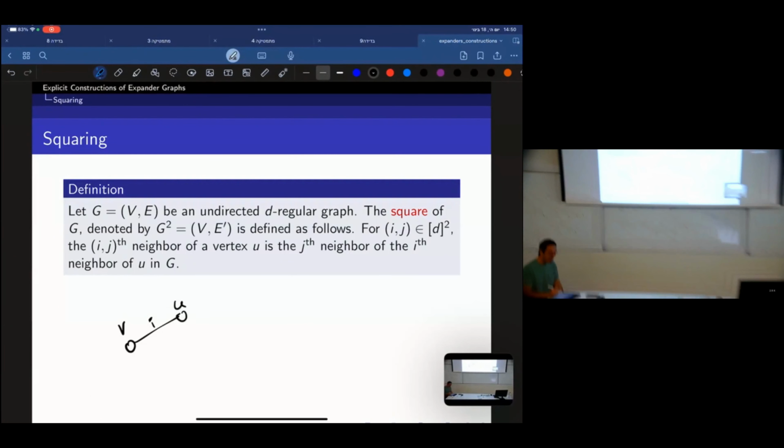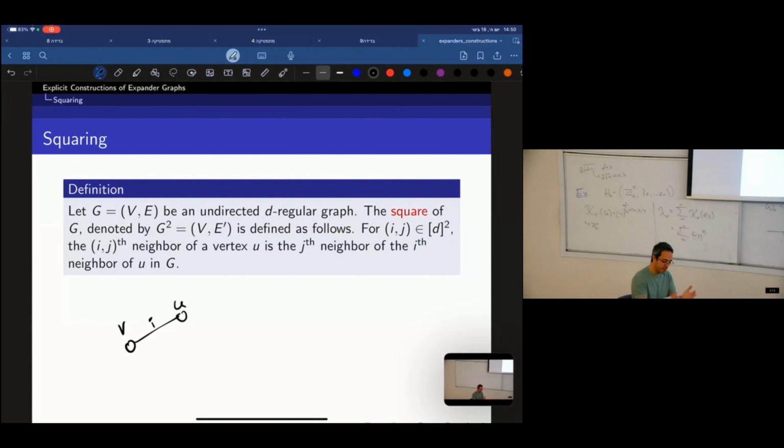So the ijth neighbor of V in G squared is you go to the ith neighbor of V in G, and from there you go to the jth neighbor of where we got to in G, and so W is the ijth neighbor of V. What about the D vertices? Good. Right, exactly. So know that you have a lot of self loops in the square, because if you take i, like the diagonals, you always go over. So you have self loops in these constructions.